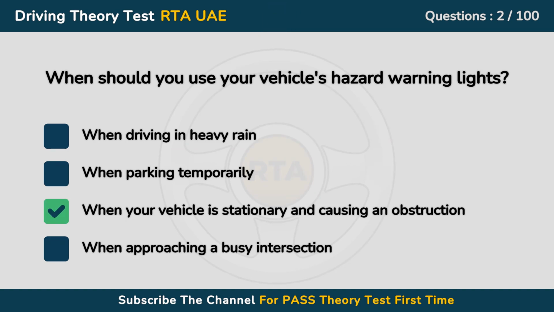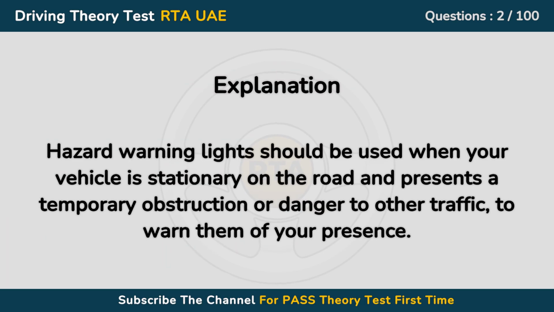Answer is C. When your vehicle is stationary and causing an obstruction. Hazard warning lights should be used when your vehicle is stationary on the road and presents a temporary obstruction or danger to other traffic, to warn them of your presence.